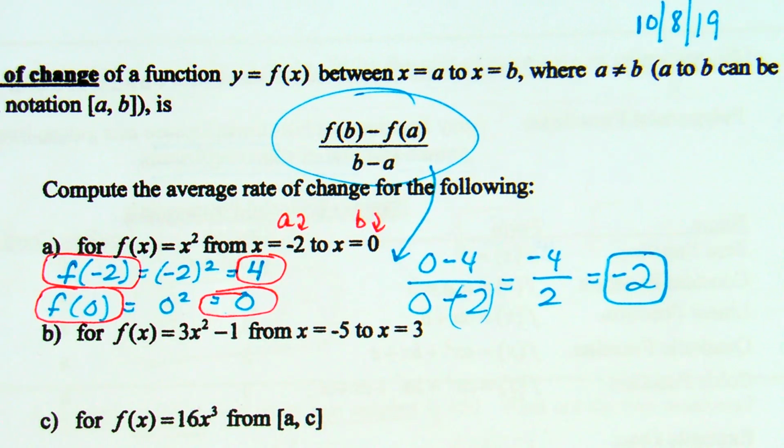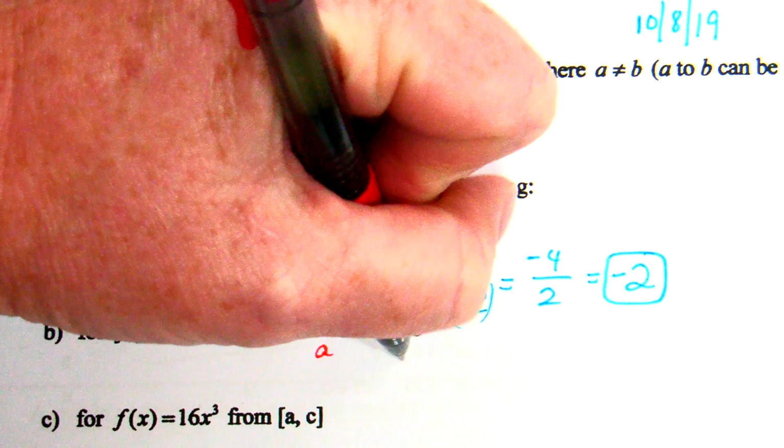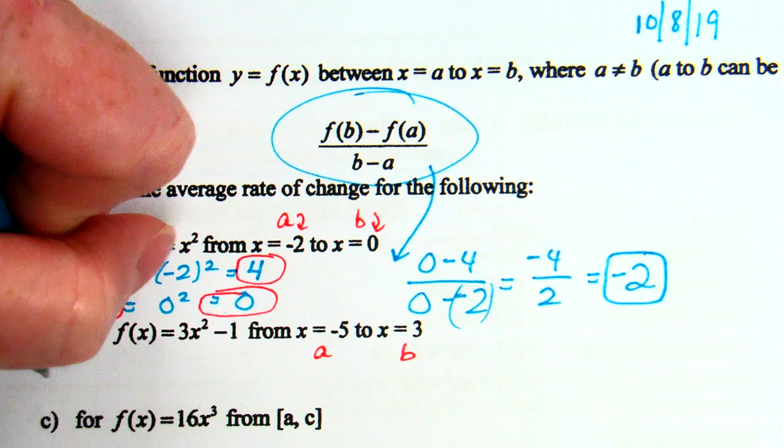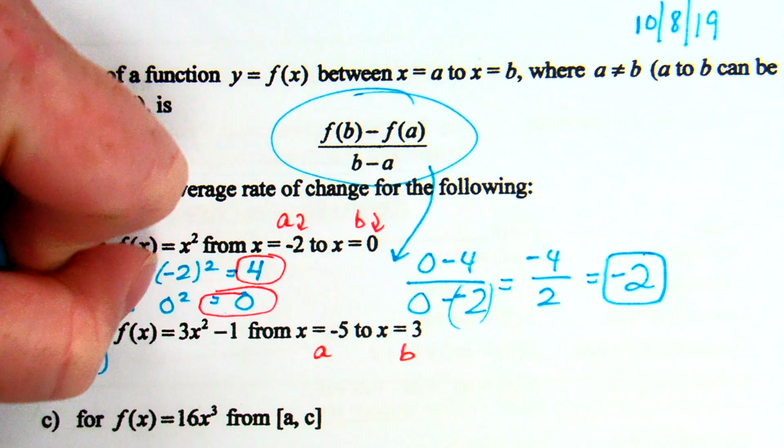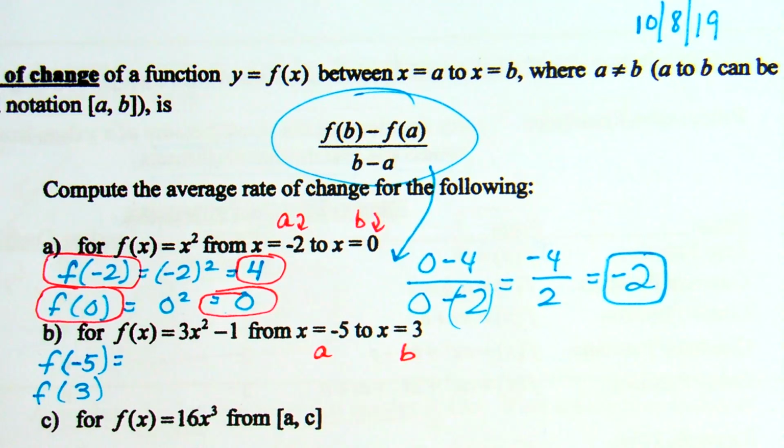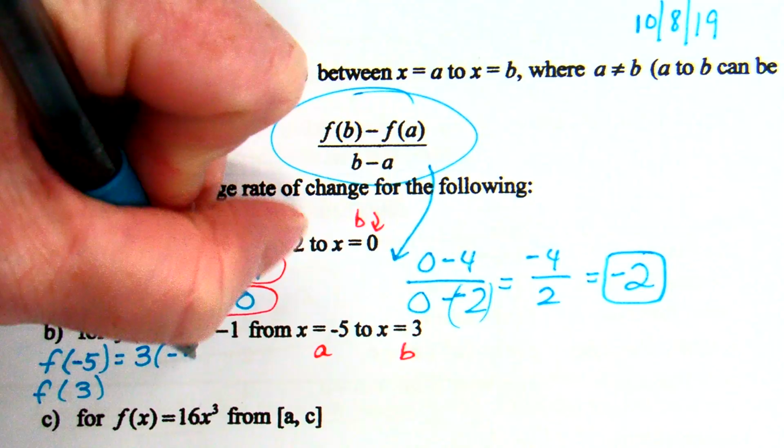Okay, let's try b then. This time it's f of x equals 3x squared minus 1, and it's from x equals negative 5 to 3. So what did I start off doing first last time? Yeah, find f of a and f of b. What are my a and b values? Negative 5 and 3. So we need to find f of negative 5 and f of 3. How do I find f of negative 5? Yeah, 3 times negative 5 squared minus 1.